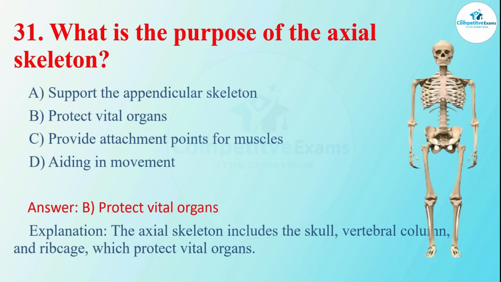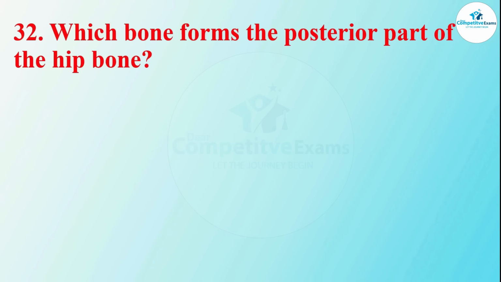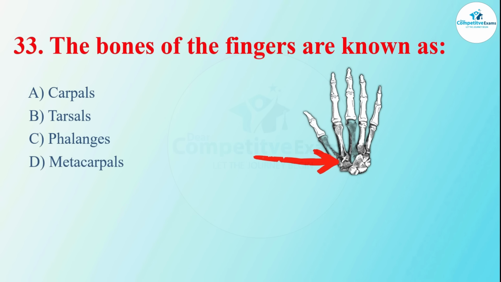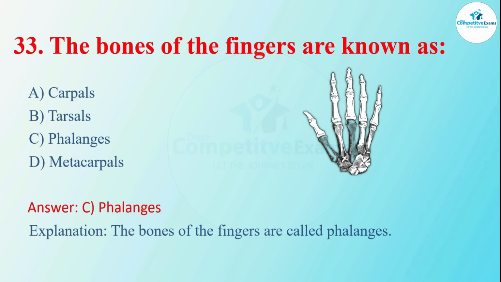Let's move on to question number 32, and that is which bones of the fingers are known as. So what do you call the bones of our fingers? Do we call them carpals, tarsals, phalanges or metacarpals? The right answer is phalanges. The phalanges are the bones which are present in our fingers, right? Let's move on to question number 34.